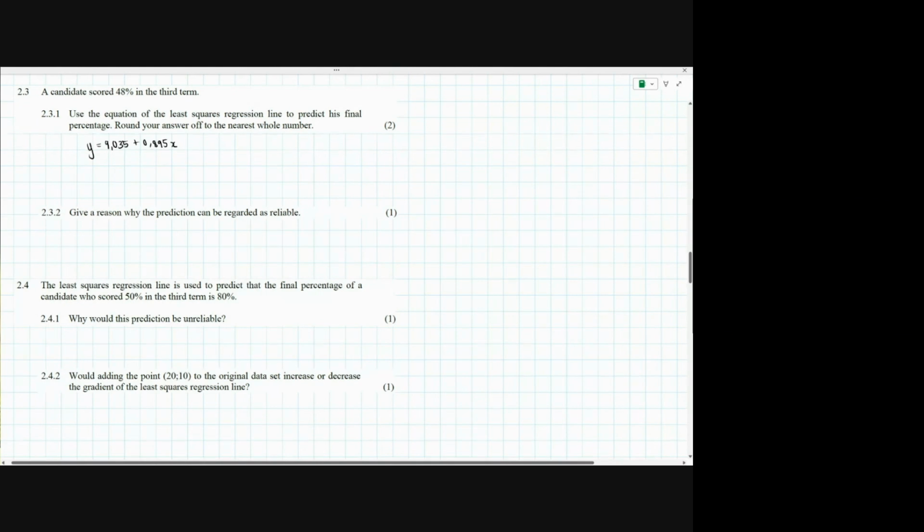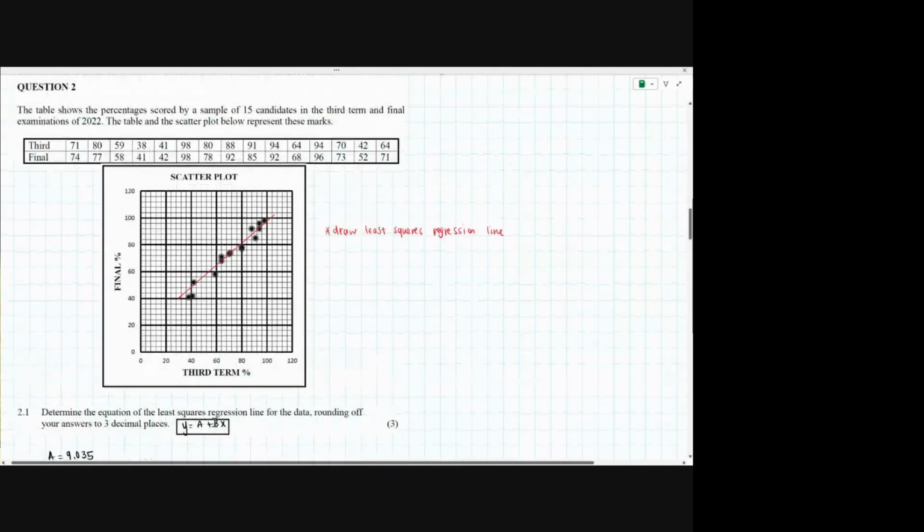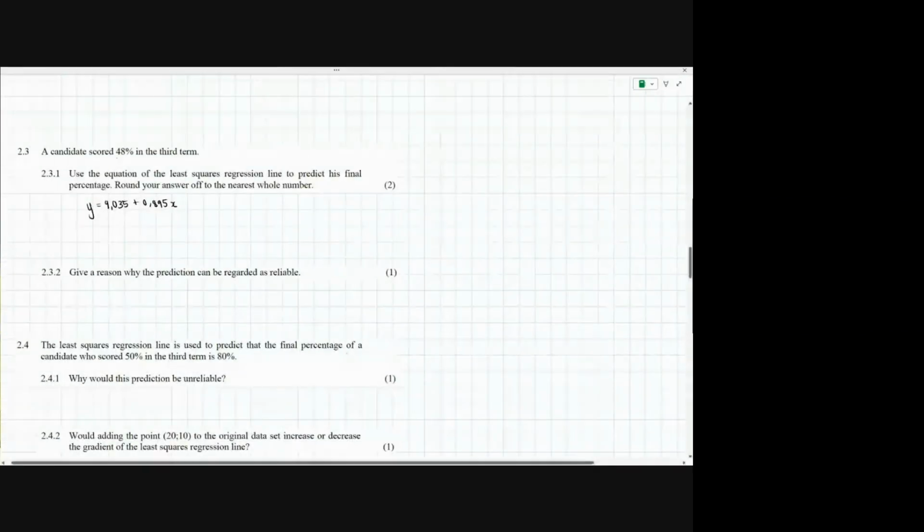Now remember, x and y are your variables. So if we go back up to our scatter plot, the 3rd term mark is x. The final mark is y. So we are substituting in for x because that was the 3rd term mark. So y is equal to 9,035 + 0,895x, which is at 48, and it's just a basic substitution and solve.